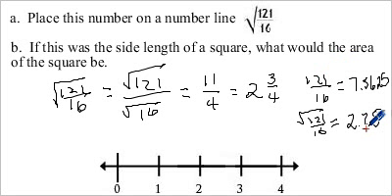So when we're placing this on the number line, 2 3/4 is going to come somewhere between 2 and 3, probably right around here somewhere. So this is going to be the square root of 121 sixteenths.